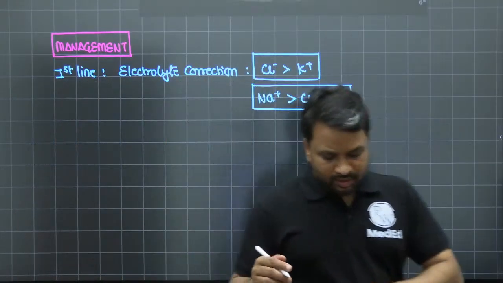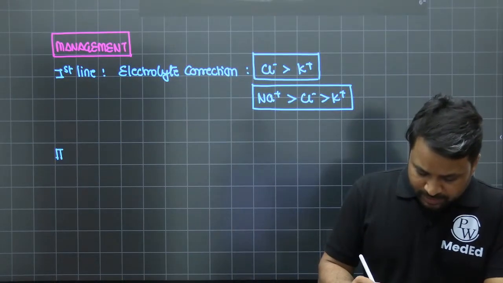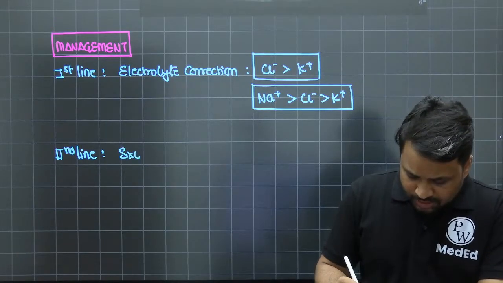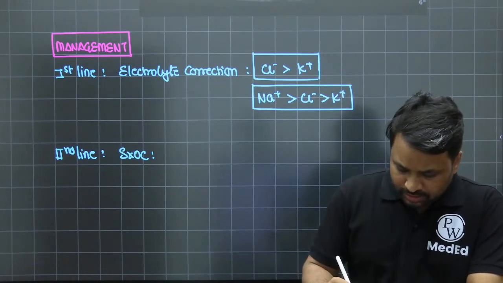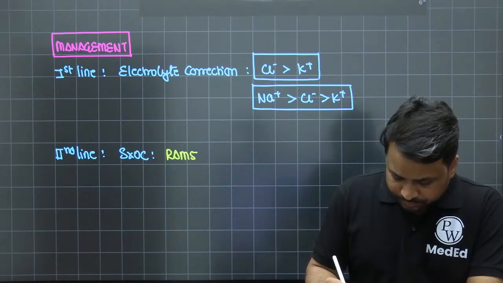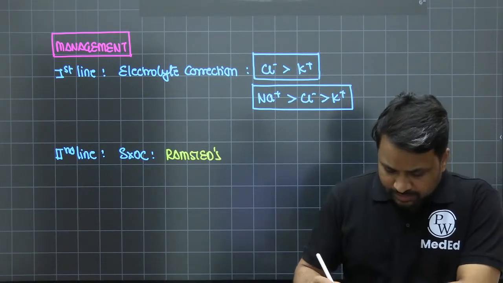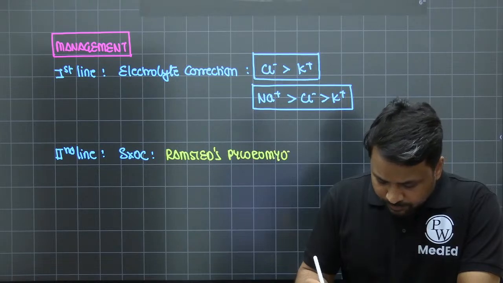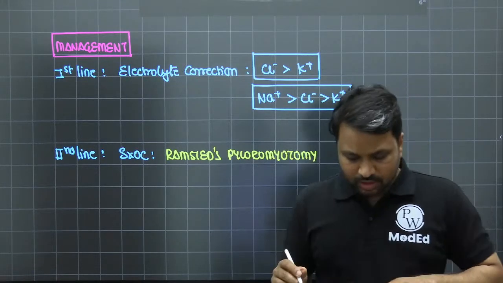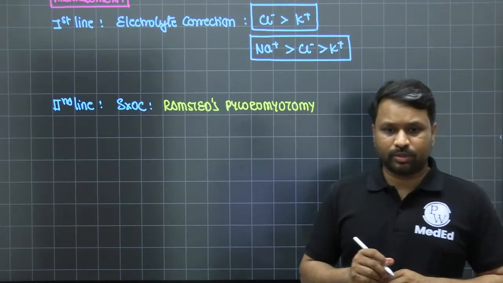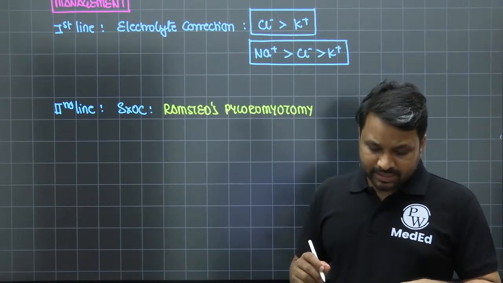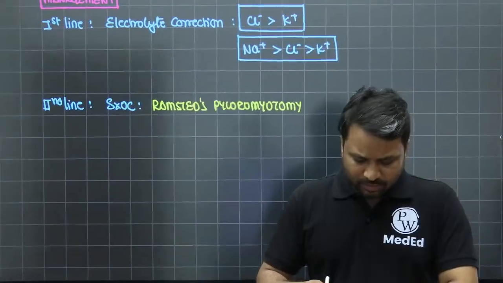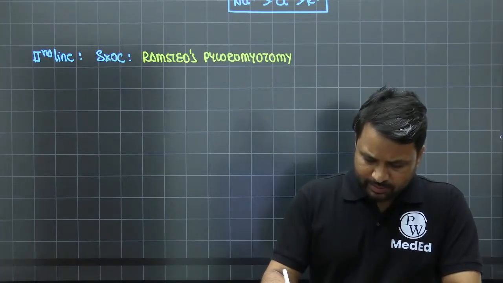So once you have done that, the second line of management is going to be surgery, and the surgery of choice is going to be your Ramsted's pyloromyotomy. It is your Ramsted's pyloromyotomy, right? Now, in a Ramsted's pyloromyotomy, what are you going to do? So Ramsted's pyloromyotomy का concept very simple. I'll try to explain it to you.